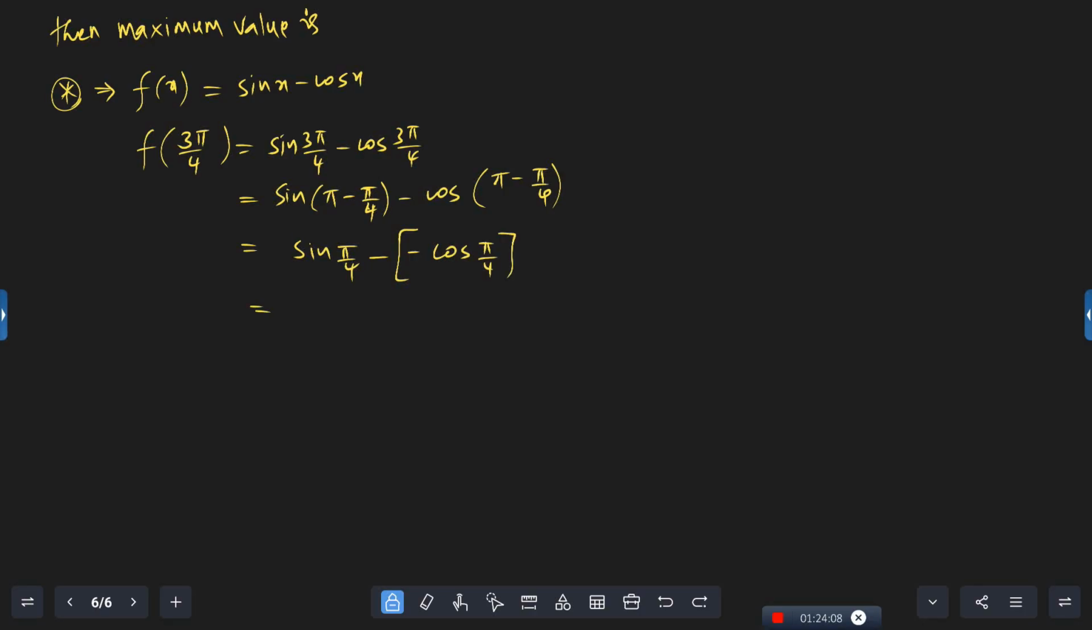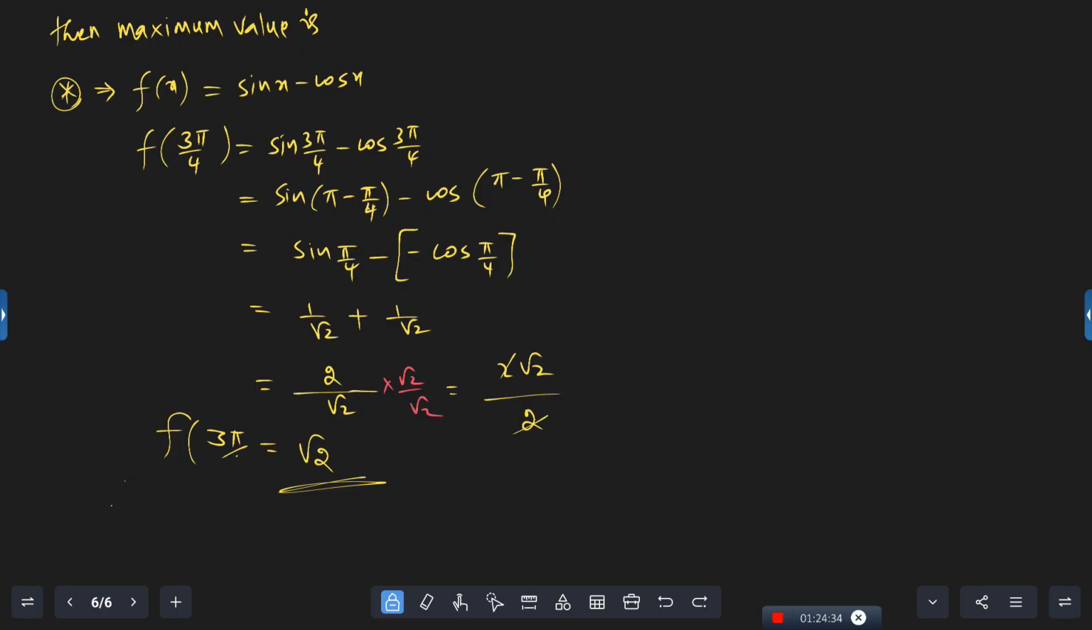Sin pi by 4 is 1 by root 2, and minus and minus becomes plus, cos pi by 4 is 1 by root 2. Taking root 2 commonly, 1 plus 1 is 2. If we take the conjugate, we get 2 divided by root 2, so multiplying root 2 into root 2 gives 2 root 2, and the 2 cancels. Root 2 is the maximum value.